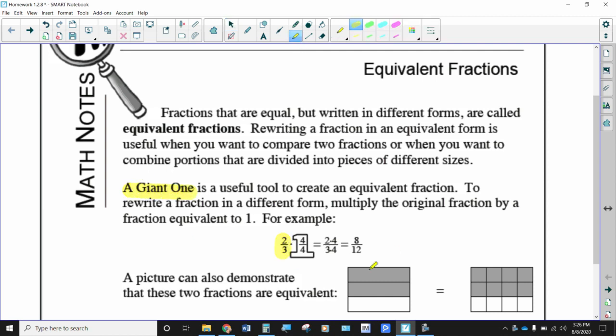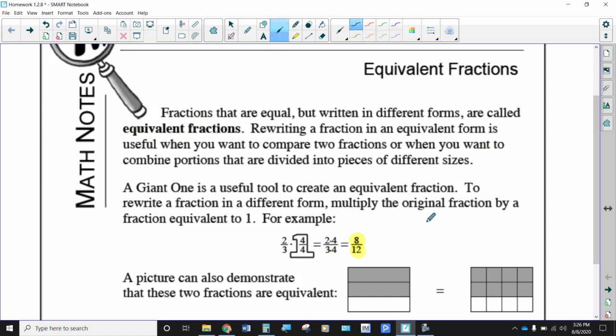So 2/3, where you can see here, 2/3, because 2 of the 3 equal portions are shaded in. If you were to cut this vertically four ways, then this would end up being 8/12, because what you've done is you've multiplied the numerator and denominator times the same number. So this is your giant 1. 2 times 4 is 8, and 3 times 4 is 12. And you can see when you draw the picture, it verifies the mathematics of your giant 1. So we use the giant 1 to help create equivalent fractions.